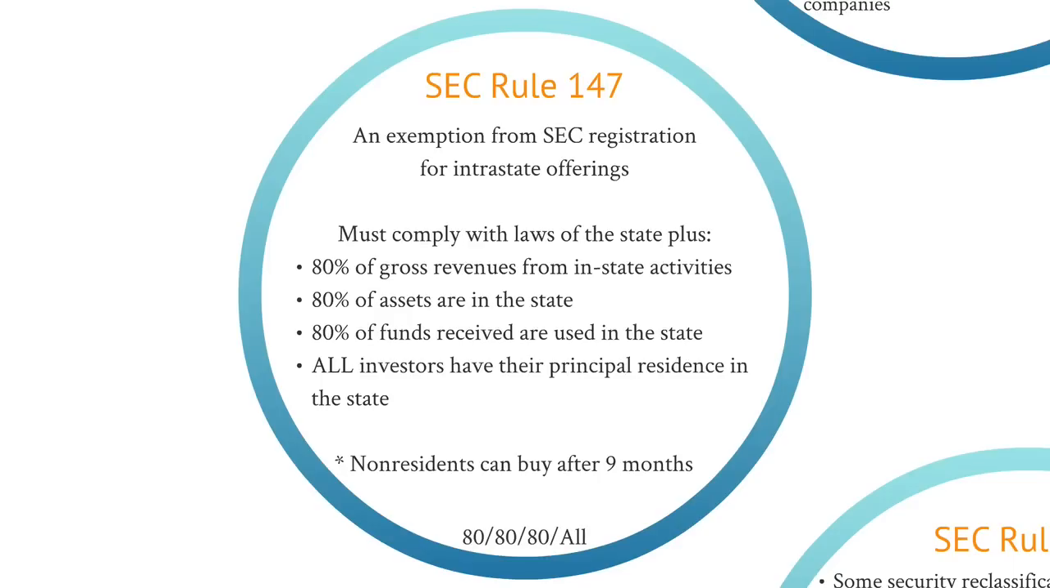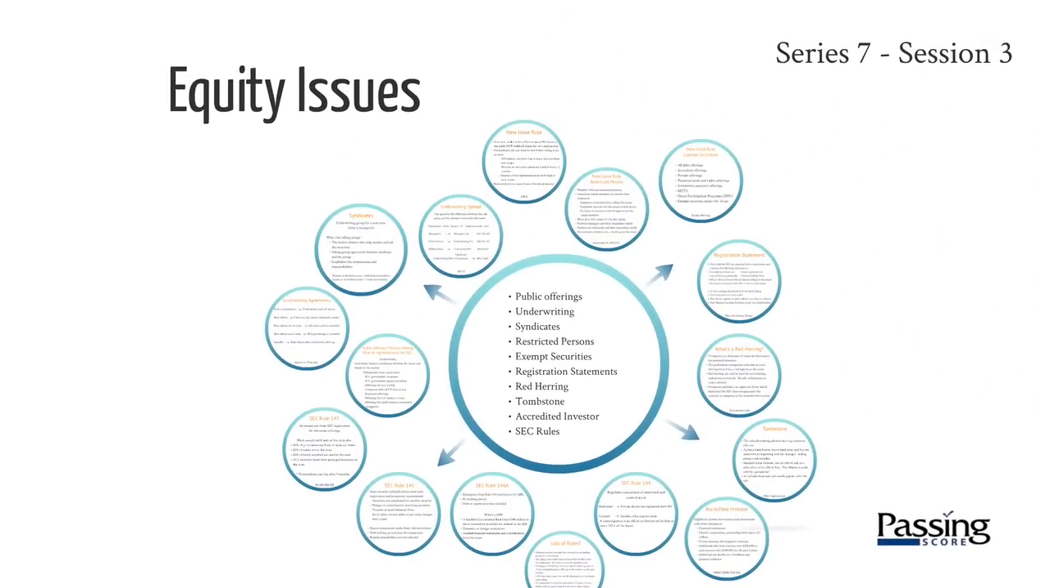And we can remember this easily with our 3 80s, 80 for revenues, assets, and funds used in the state. And remember that all investors have to be in that state as well. A non-resident can buy after the issuance has been held for 9 months. So those are the major rules with equity issuances.